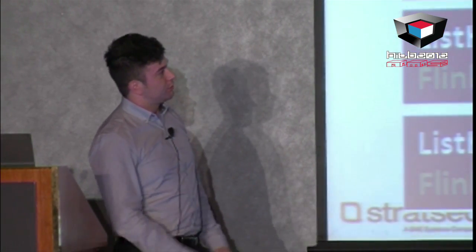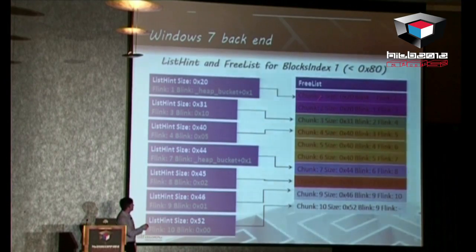So this is the back end. I'm going to show you a bit of a diagram here because it's just easier to explain. Basically the colors here represent the sizes. You can have multiple chunks of the same size, but the bin or the list hint here only points to the first chunk of that particular size. It has a B-link value, but the B-link is not a pointer like it used to be in the old heap, right? The B-link is actually a counter that increments and decrements based on the number of allocations or frees.